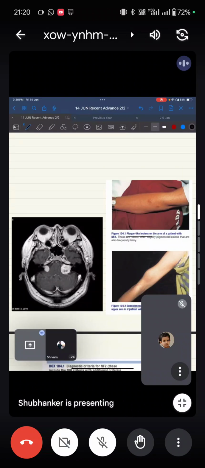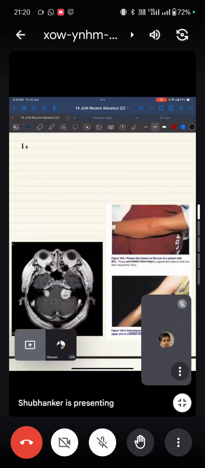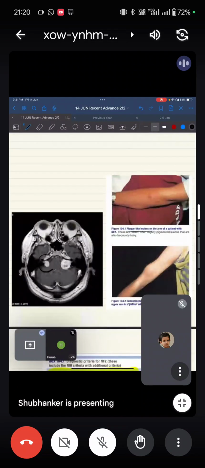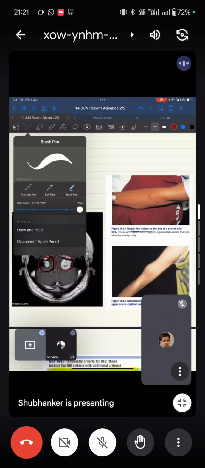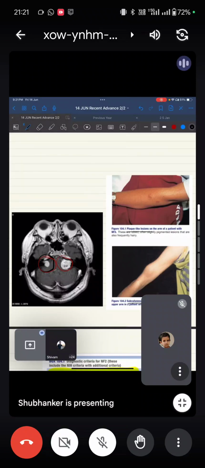Now they will give you some good questions. The first question: identify the condition. Can anybody give it a try? Neurofibromatosis type 2, NF2. Writing the 2 after NF is very important. Don't forget it. So this is characteristic. Wherever you have bilateral vestibular schwannoma, your mind should go in this direction. So don't forget this thing.